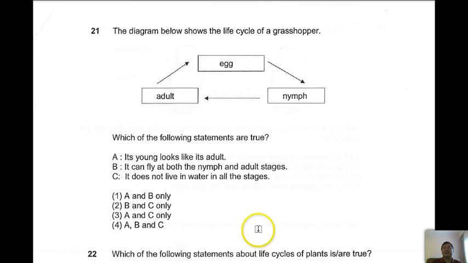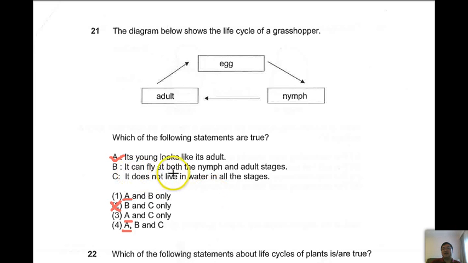Next, the diagram shows below the life cycle of a grasshopper: egg, nymph, and adult. Which of the following statements are true? Does the young look like an adult? And this is something you must know. Now this is right. This is true. It means my answer can be 1, can be 3, and can be 4. My answer would never be 2. Why? Because A is not there, and I'm very sure that A will be there. A is correct, and this choice leaves me with no A. I have to strike it off.